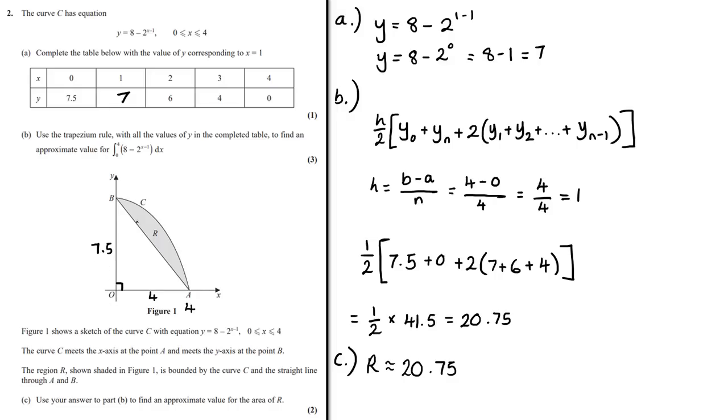So therefore, the area is going to be base 4 times the height 7.5, and we divide that by 2. So minus a half times the base, which is 4 times 7.5. And if you evaluate this on your calculator, what you should find here is that our approximate value for the area of R is 5.75 there. Okay, and that gets us the final 2 marks and gives us our solution to question 2.